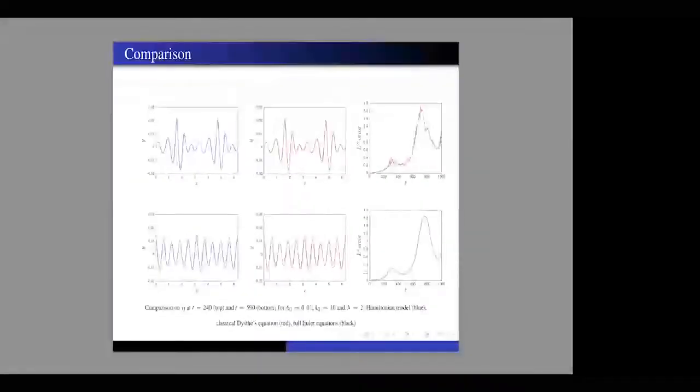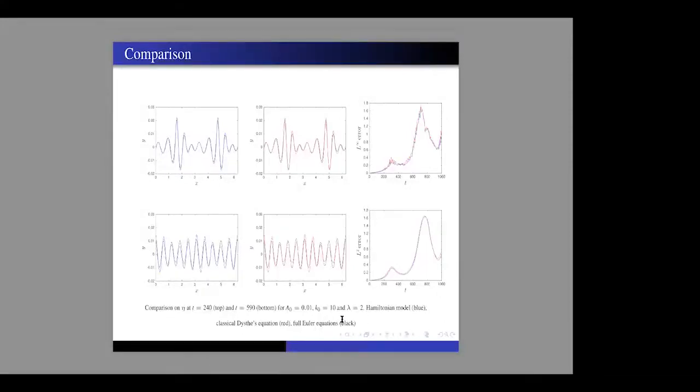And this is for even stronger perturbations. So for this set of parameter values, again, at two different times, 240 and 590. Again, Hamiltonian model, classical Dysthe equation. These are the corresponding errors. And for this set of parameter values, at the time of maximum instability, you see two humps, as I mentioned earlier. So accordingly, the instability shows up earlier, at 240. These are the corresponding errors. Again, I want to say that the Hamiltonian model tends to do a little bit better, but it's not much.